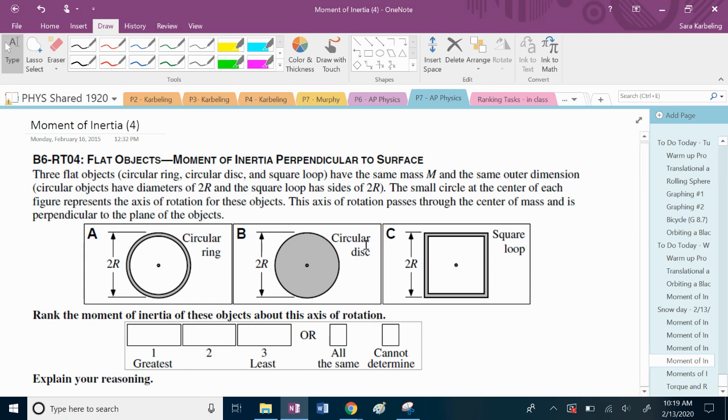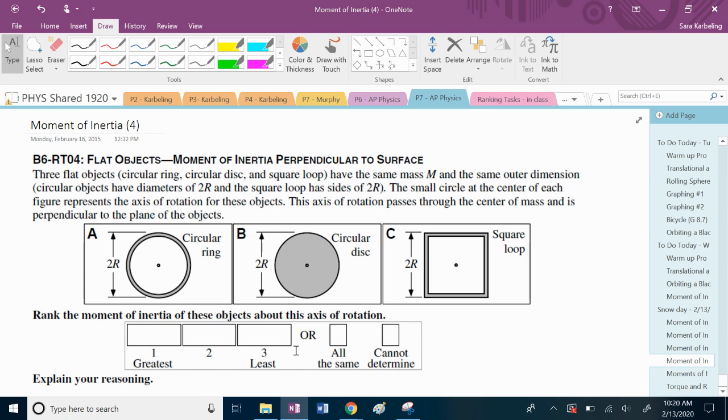Okay, if you take a look at C, C and A look very similar, but C spreads out just a little bit over here, which means that there's a little bit more mass way out here, further away from the axis of rotation than it is in A. And as a result, C has a bigger moment of inertia than does A. So the answer for moment of inertia question 4, I apologize, should be C is greater than A is greater than B.